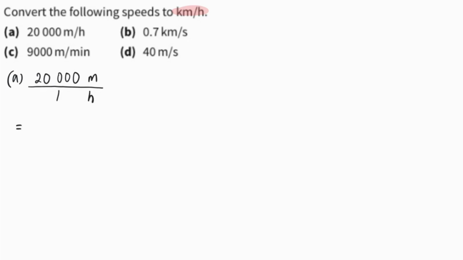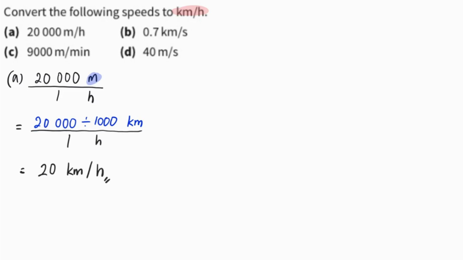And to convert now meter to kilometer, all we have to do is to divide by 1000, and that will give me the kilometer. Since we need the hour, I just leave it as it is, and therefore the answer would be 20 kilometer per hour.